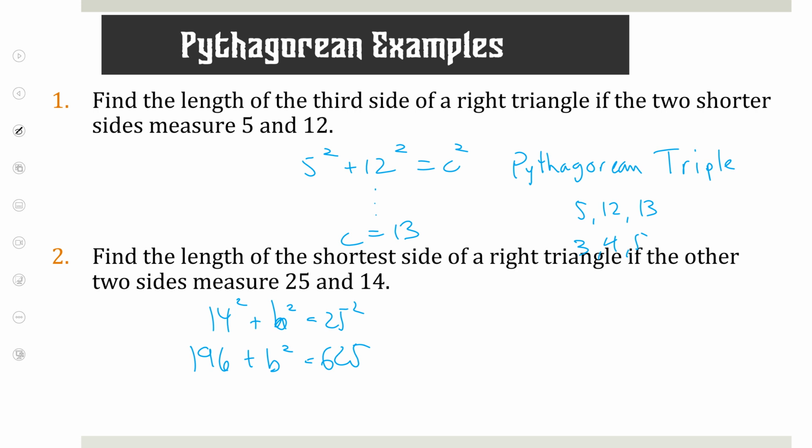Sorry, Ben. Did I scare you? Okay. What should you do? Yeah, move the 196 to the other side. Remember, you need 429. You need to isolate the square before you take the square root. Yeah. Okay?